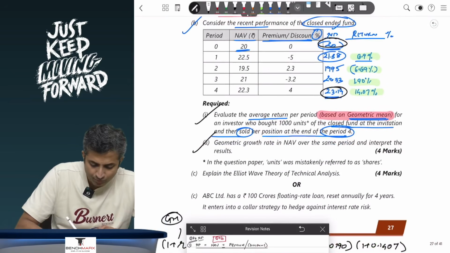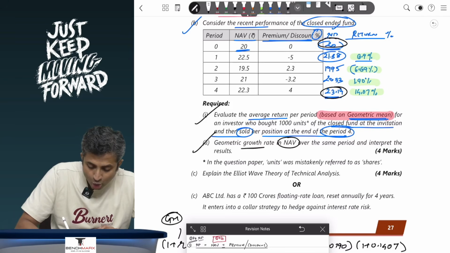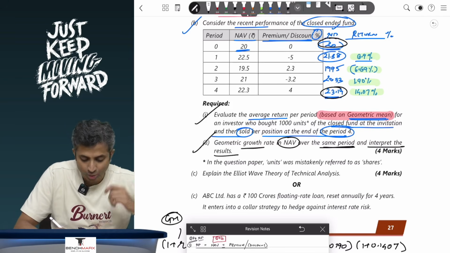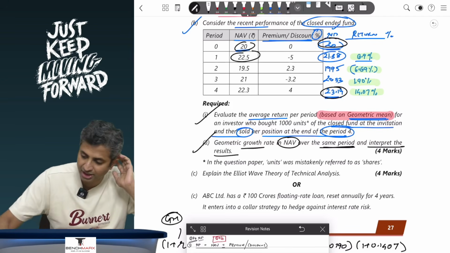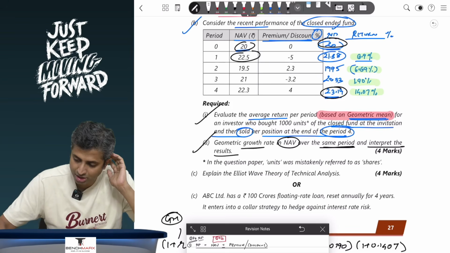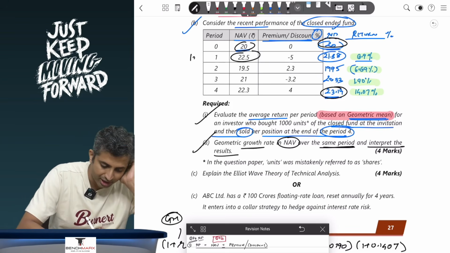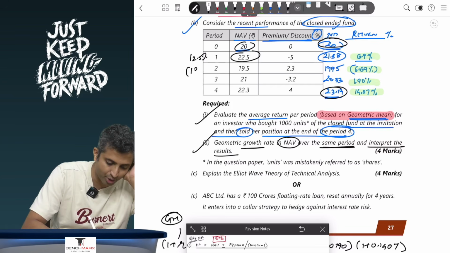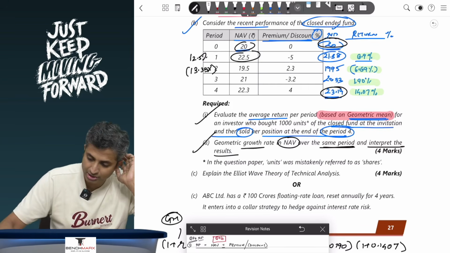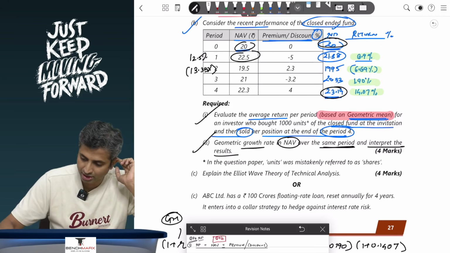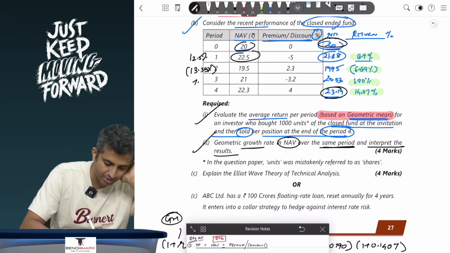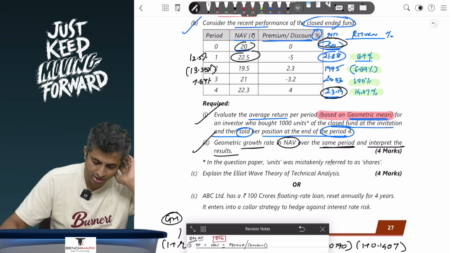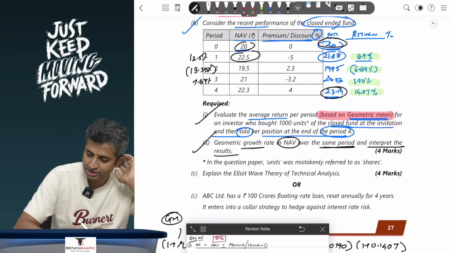Then look at subpoint 2, geometric growth rate of NAV over the same period, and interpret the results. Now you can do it by the longer method where you can find the return of the NAV as well. So this is 22.5 minus 20 upon 20, so this is maybe 12.5%. Then this is 19.5 minus 22.5 upon 22.5 in percentage, around 13.33% negative. Then this is 21 minus 19.5, which is 1.5 divided by 19.5, coming to 7.69%. And lastly, this is 1.3 upon 21, coming to 6.19%.